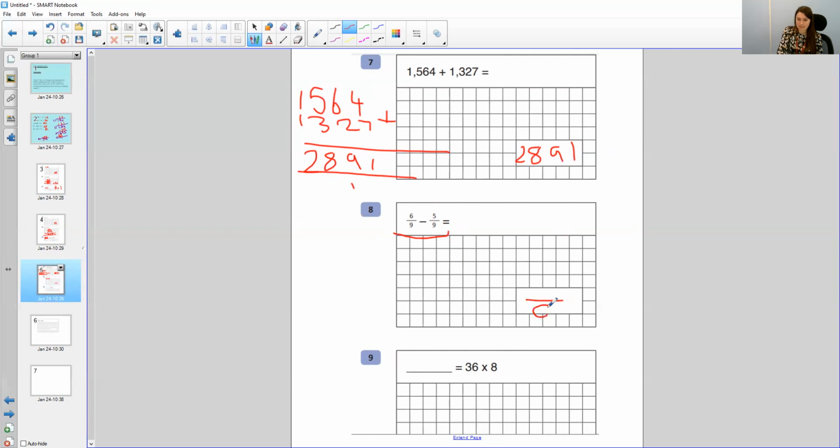Okay, more fractions with the same denominators, but this time I am subtracting. So as I said, the denominator doesn't change, but we do 6 take away 5, which gives us 1/9.